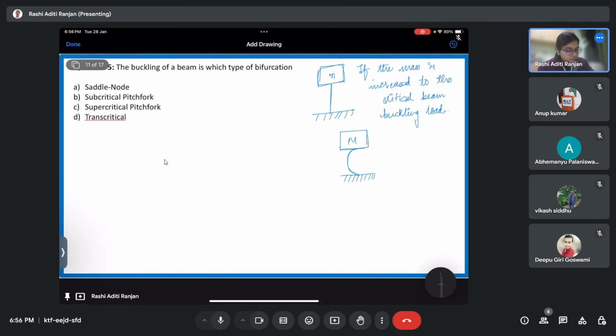Or the beam can go like this also. Right? So any of the two can happen. It essentially depends on the moment of inertia actually.